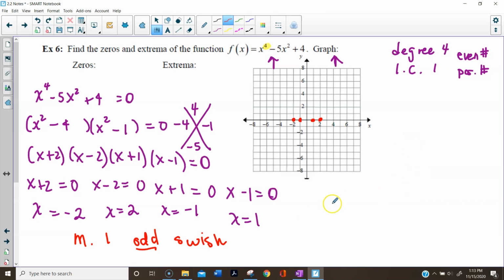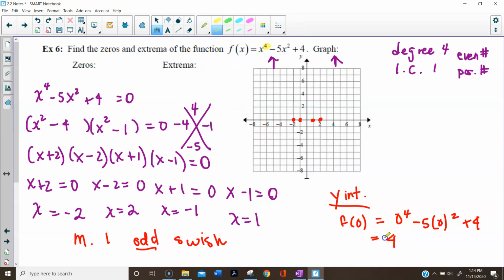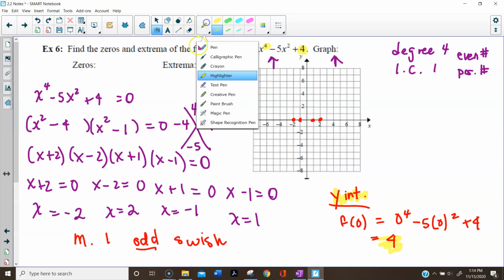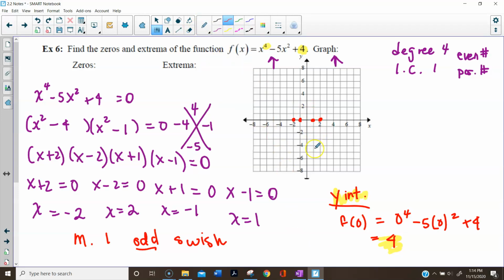The only other thing I like to do is find the y-intercept. So in order to find the y-intercept, all you do is plug in 0 for x. So if I have f of 0, it's going to give me 0 to the 4th power minus 5 times 0 squared plus 4. And you can see that when this function is in standard form, the y-intercept is always the constant term. So here's the constant term, and that's also the y-intercept. So something to know when it's in standard form. So I'll come here and I'll go up 4 and I'll plot the y-intercept.